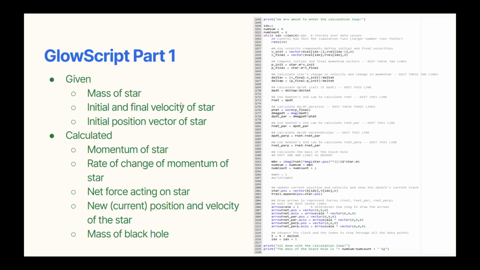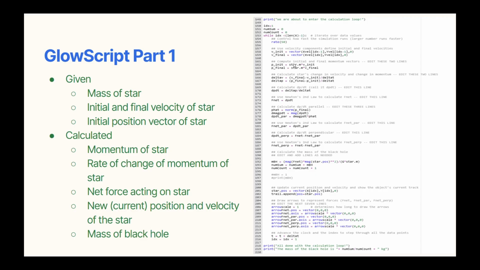For part 1, we were given the mass of the star, the initial and final velocity of the star, and its initial position. With this, we were able to calculate its momentum, the rate of change of the momentum, the net force acting on the star, and we were also able to update iteratively the position and velocity of the star. And finally, we were able to calculate the mass of the black hole, which was ultimately the purpose of this part of the experiment.